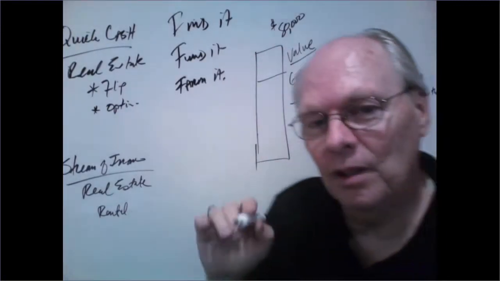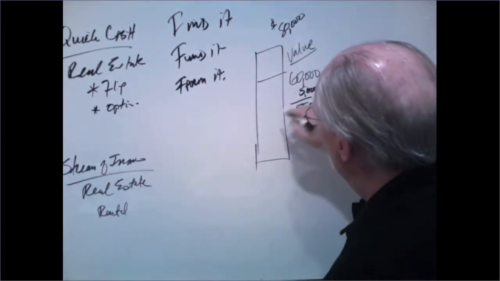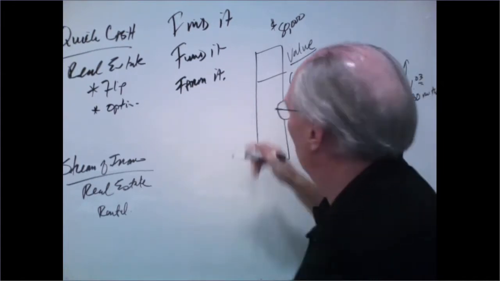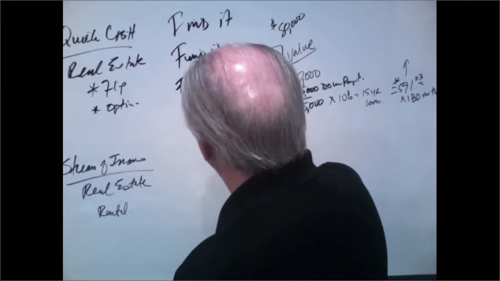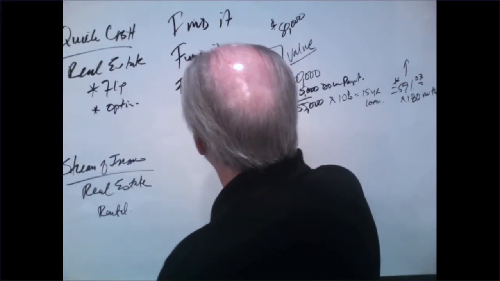Now, it was a good deal for me too because I was just getting started in investing. And so the $5,000 down was something I had to come up with. But there were 4 buildings, 4 units, and each of those units had a $200 security deposit.